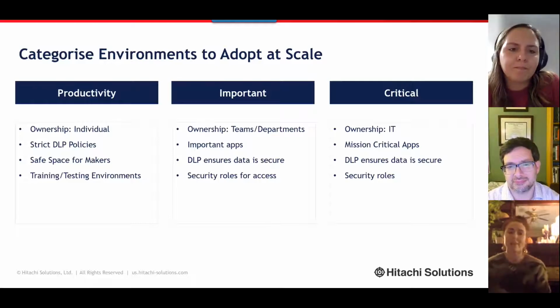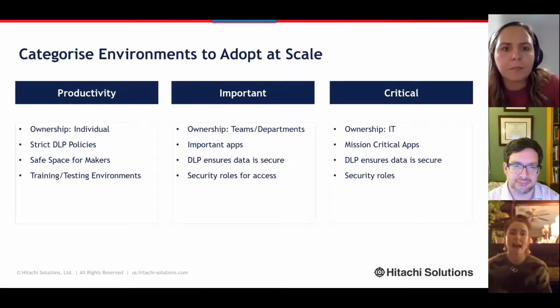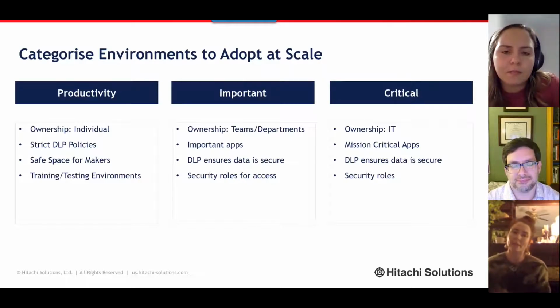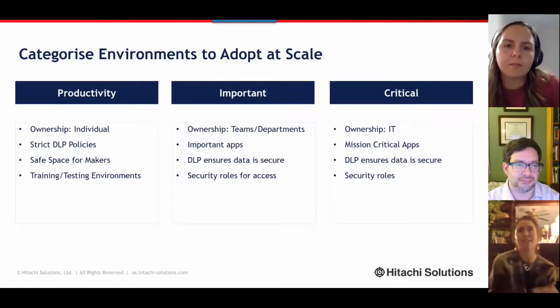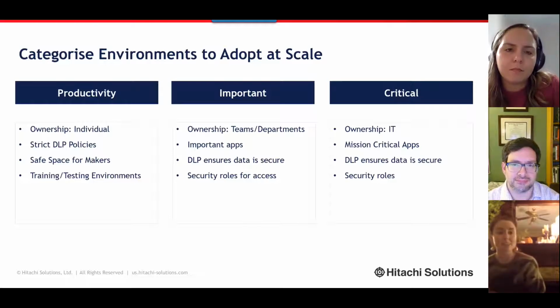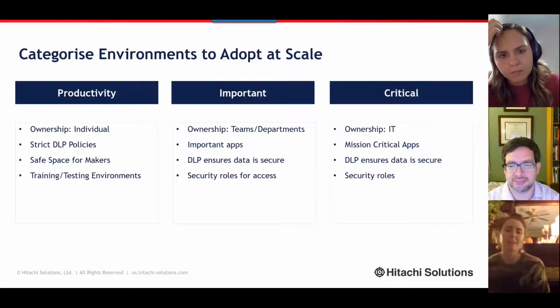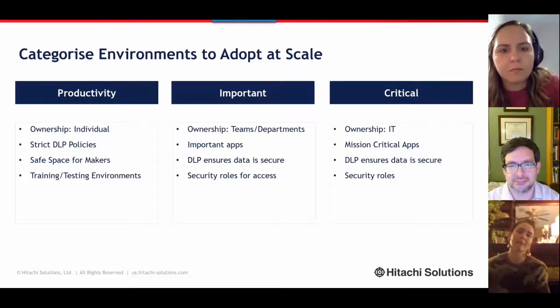They're going to be that very safe space for makers, for people who have the training wheels on and are starting to learn, playing around, messing things up, figuring it out. But while they build in this environment, it's not going to have an impact on the rest of the organization. And there's typically very strict DLP policies in there.